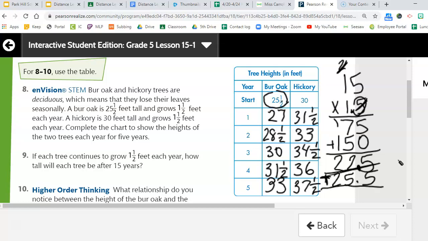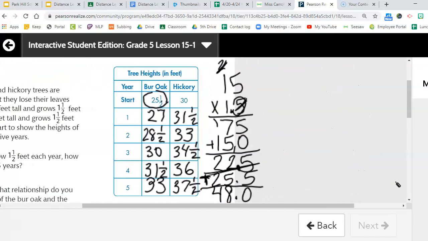Remember, 0.5 means the same as half. So 5 plus 5 is 10. 2 plus 1 is 3. Plus 5 is 8. Got to bring that decimal down. And 2 plus 2 is 4. So the oak tree, after 15 years, will be 48 feet. Okay. Now I'm going to do the same thing with my hickory tree.